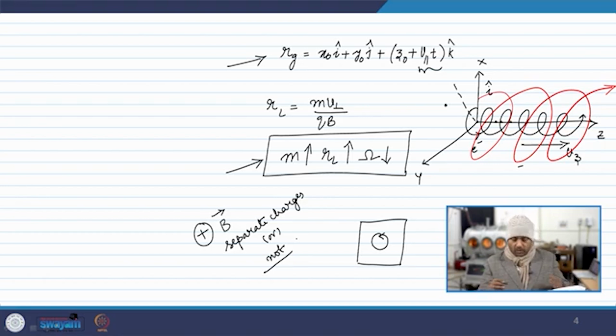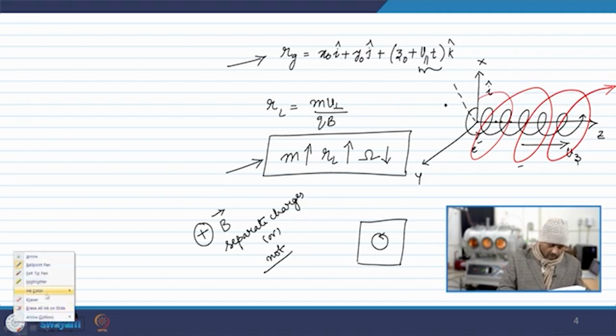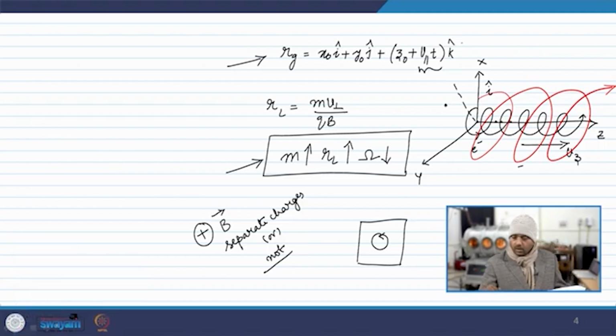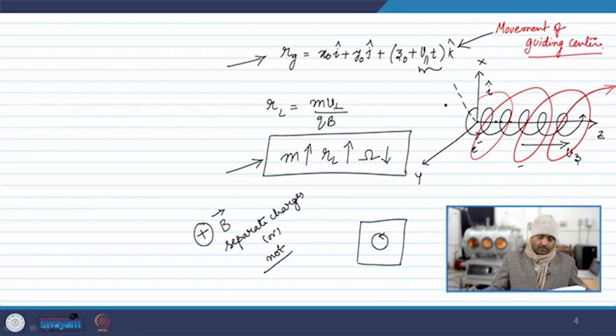So, what is this equation Rg giving you? It is giving you the movement of the guiding center. This is the movement of the guiding center. The charged particle will move in a helical path in the presence of an external magnetic field. So, you always keep that in mind, how the particle's trajectory can be drawn within a given coordinate system, right.